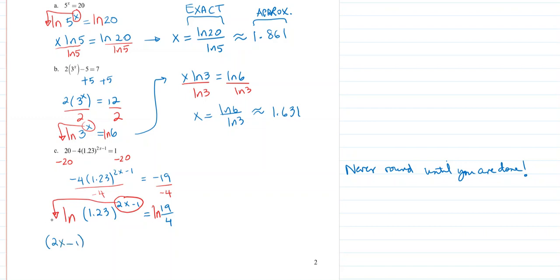2x minus 1 comes to the front here, and then I still have ln of 1.23 equals ln of 19 over 4. What we're trying to solve for is this x over here, and it's just a linear equation. It has these weird looking numbers here, but these are just constants. ln of 1.23 is a number. ln of 19 over 4 is a number.